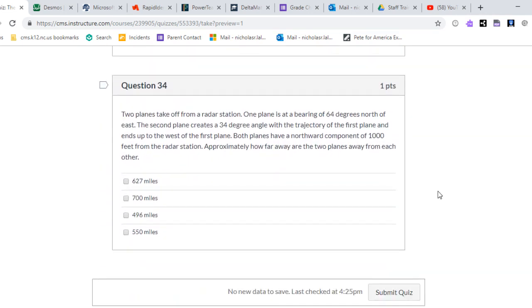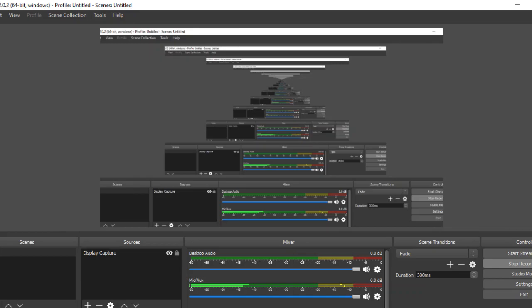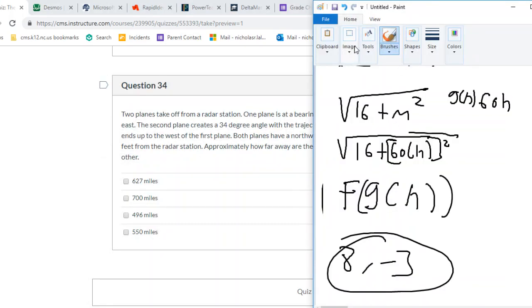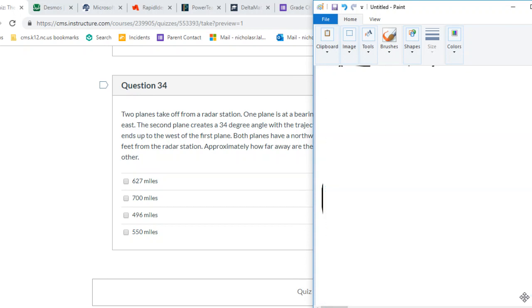Okay, 2 planes take off from the radar station. One is at a bearing of 64 degrees north of east. The second plane creates a 35 degree angle with the trajectory of the first plane, up to the west of the first plane. Both planes have a northward component of 1,000 feet from the radar station. Approximately how far apart are the 2 planes from each other? So, last question.